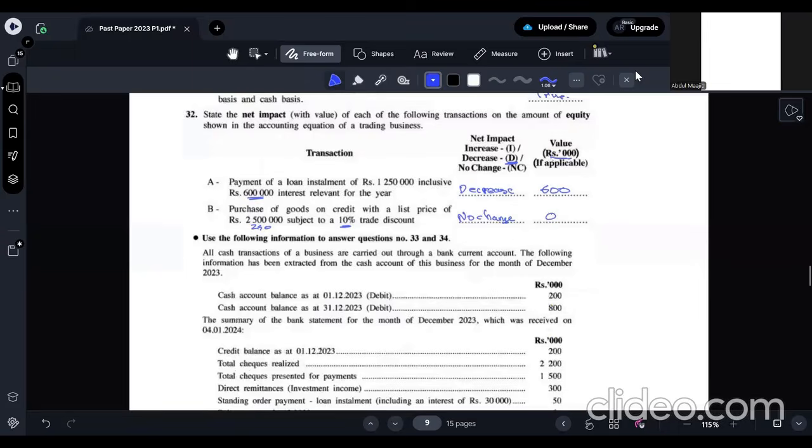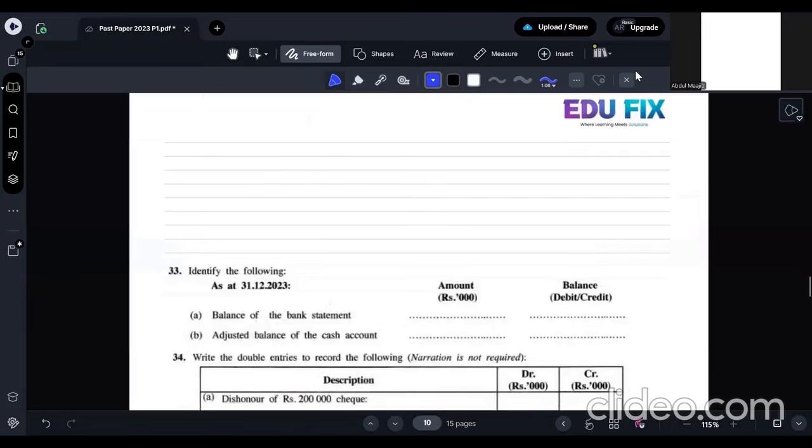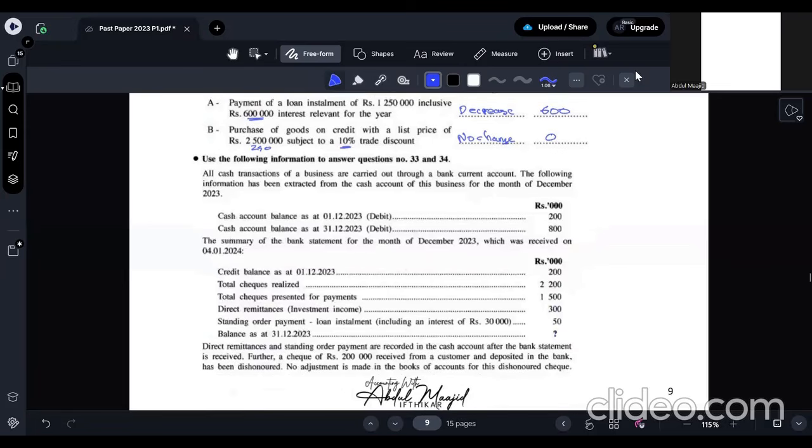Then 33. Identify the following: balance as per bank statement and adjusted balance of the cash account. Here they have given the opening cash balance and closing cash balance, and the summary of the bank statement. They are saying direct remittance and standing orders are recorded in the cash account after the bank statement is received, and further a check of 200,000 received from a customer and deposited in the bank has been dishonored. No adjustment is made in the books of accounts for the dishonored check.